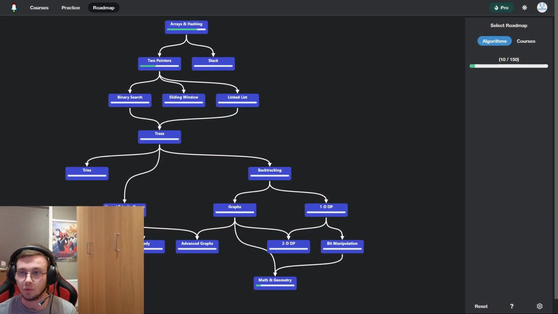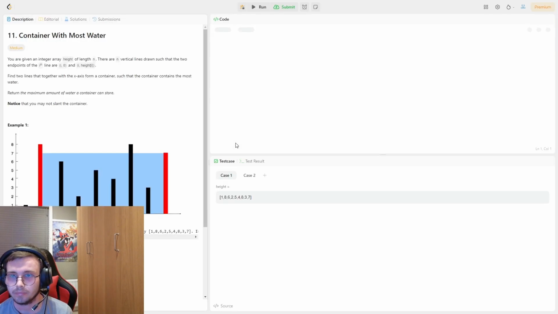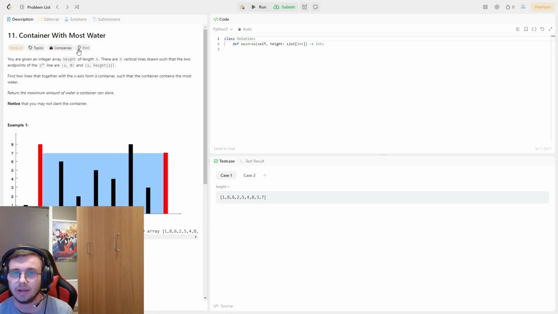So the problem that I'm going to be attempting today is from LeetCode's 150, and it's Container With Most Water. So I'm just going to read out the spec here. You're given an integer array height of length n. There are n vertical lines drawn such that the two endpoints of the ith line are (i, 0) and (i, height[i]). Find the two lines that together with the x-axis form a container, such that the container contains the most water, and return the maximum amount of water a container can store. Note that you cannot slant the container.